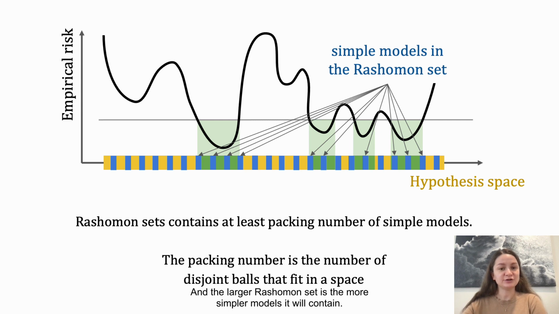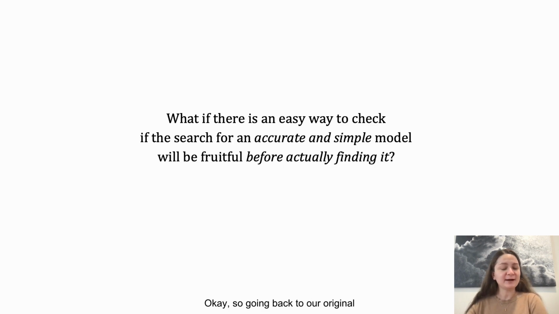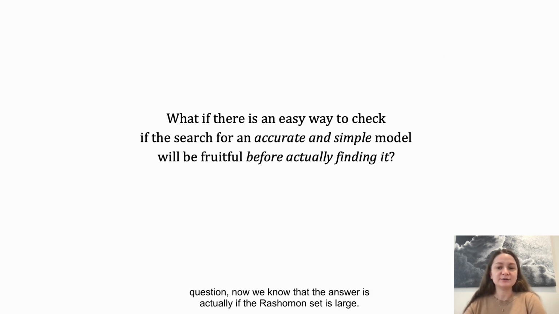And the larger the Rashomon set is, the more simple models it will contain. All these simpler models will again enjoy good generalization guarantees, because their bounds will depend on the complexity of F1 and not F2. And just to remind you, the packing number is the number of disjoint balls that can be fit into the space.